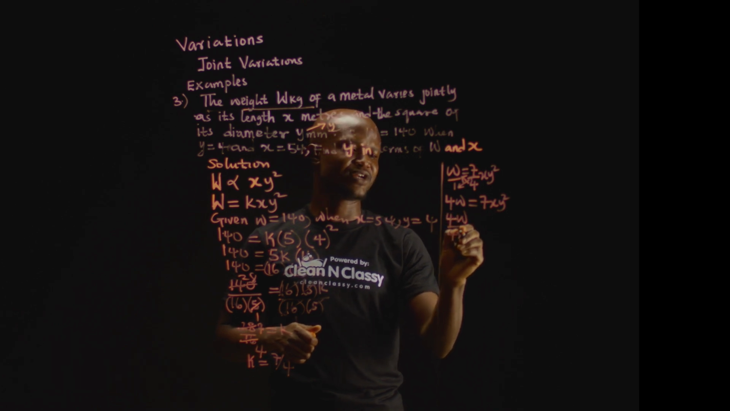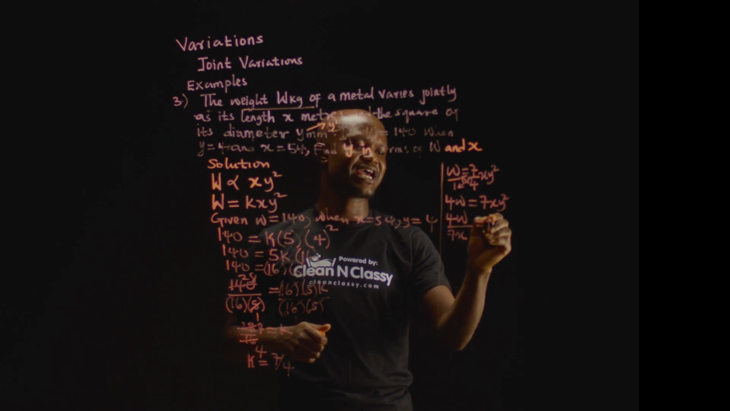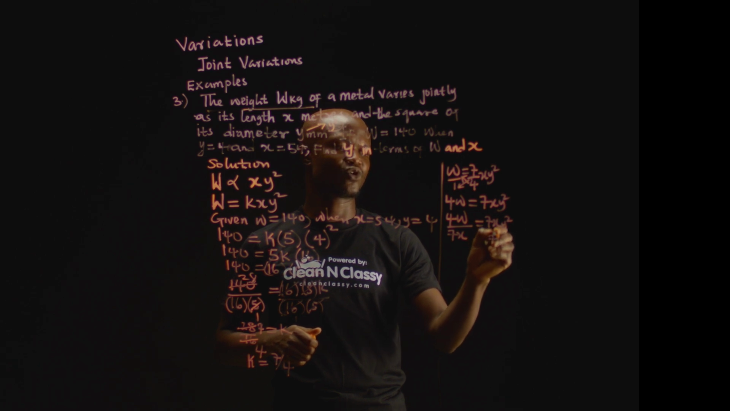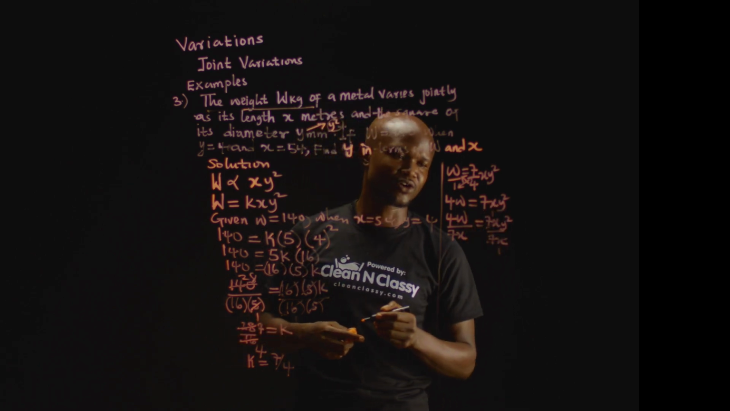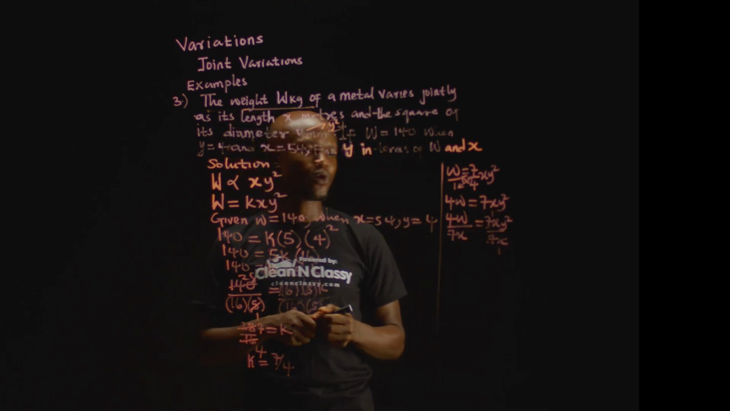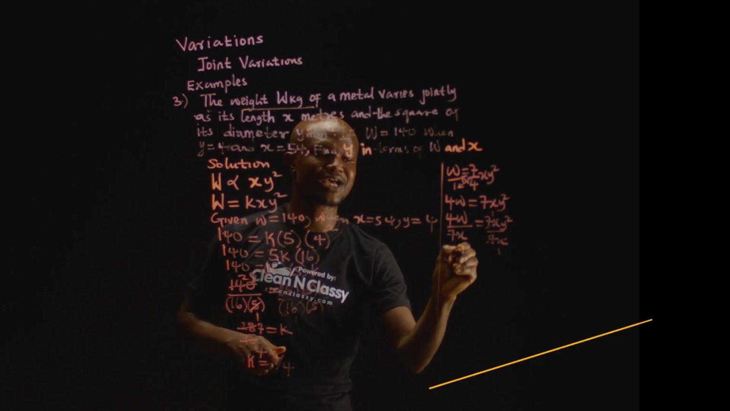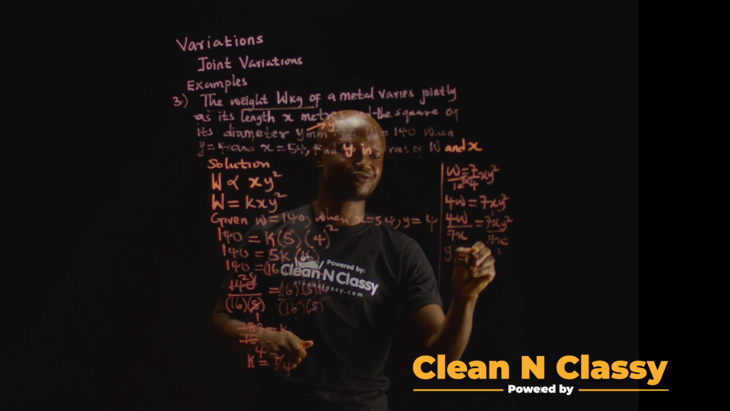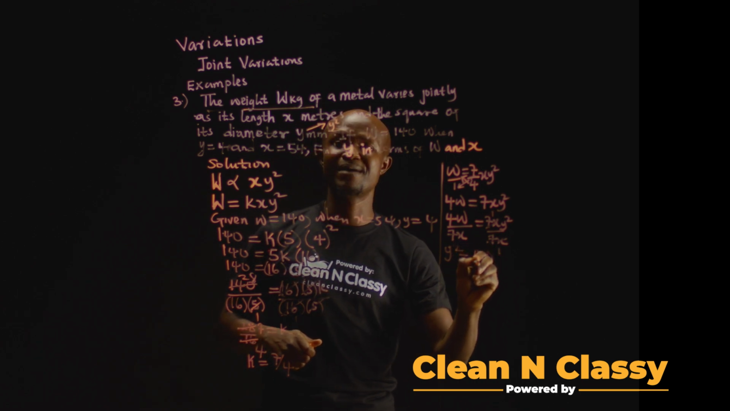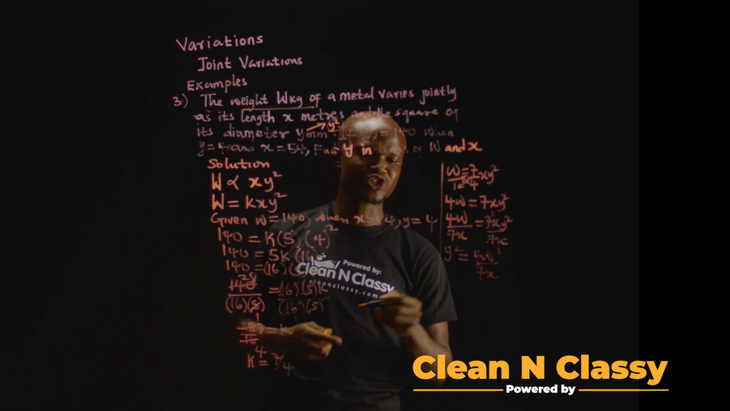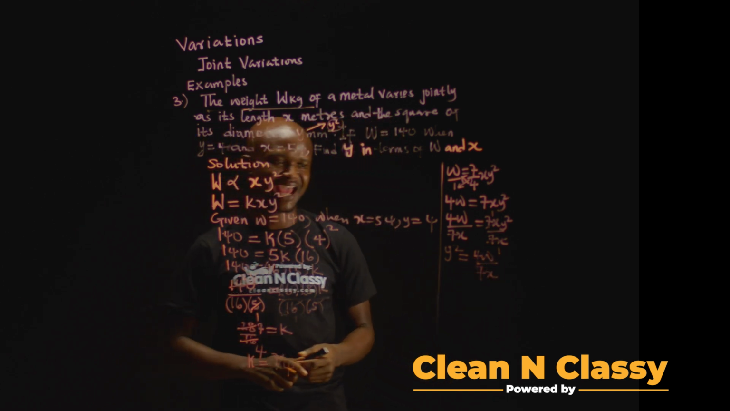divide both sides by 7x, then we have 7xy squared divided by 7x. So 7x here goes, 7x here is 1 also. So from here we have y squared. Y squared is equal to what? We have it to be 4w divided by what? 7x. Y squared is 4w divided by 7x.